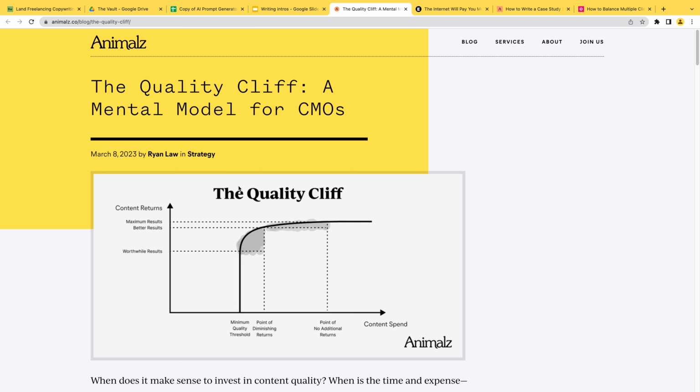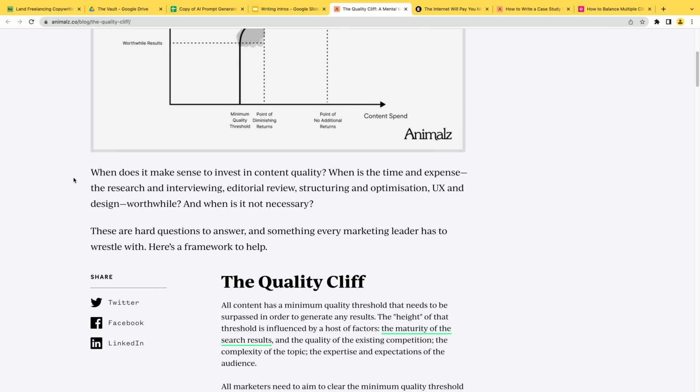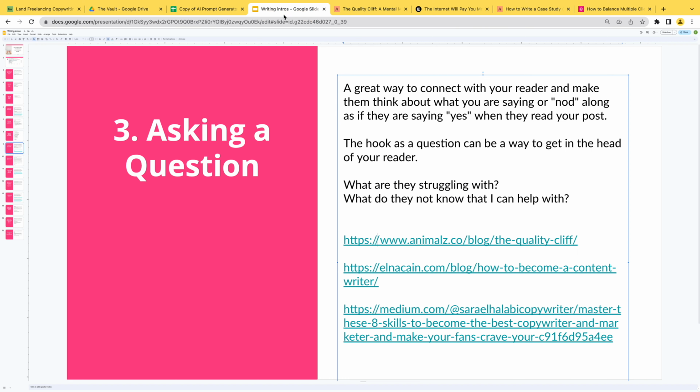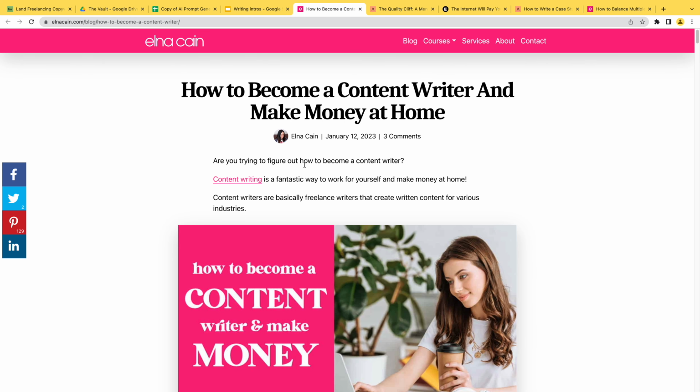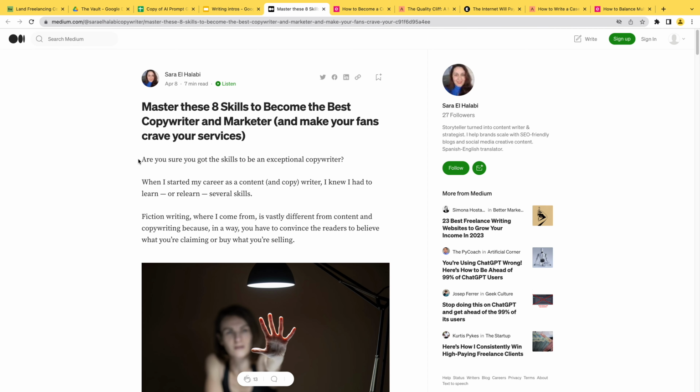So for example, another example from animals is here. When does it make sense to invest in content quality? It's a great opener. It makes me think about this. Like, well, when is it? I don't know when it makes sense to really invest in content quality, right? So I want to keep on reading. Over on my blog, are you trying to figure out how to become a content writer? Are you nodding yes? Well, then you're going to keep on reading, right? Like, I'm speaking to that person that wants to make money from home through content writing. Then over on Medium, Sarah here asks, are you sure you got the skills to be an exceptional copywriter, right? Great opener right there.